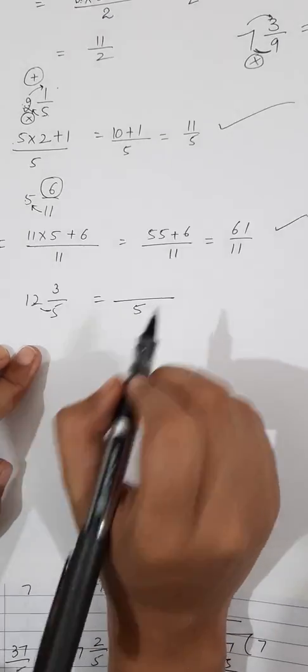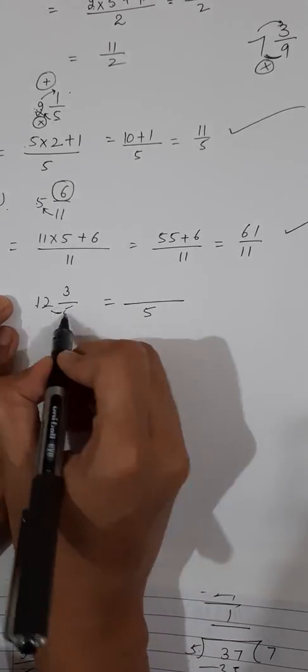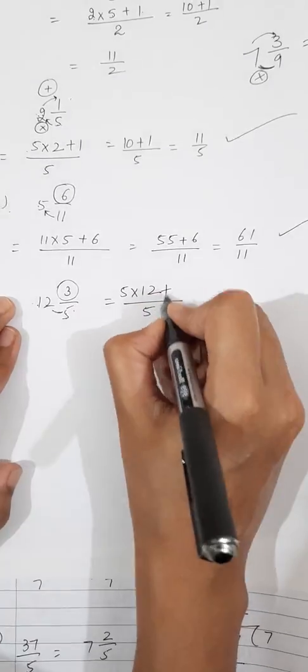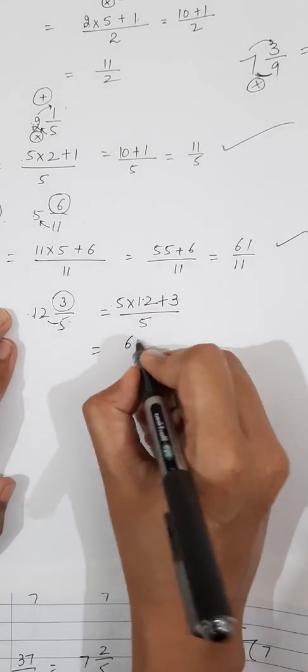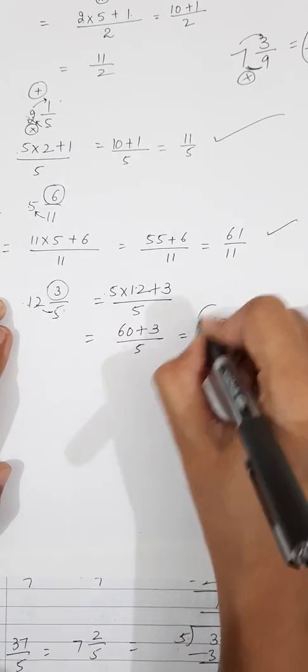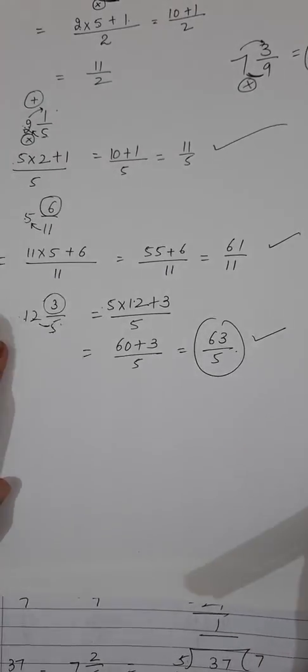That has to be kept same. Now 5 will be multiplied by 12. So 12 into 5. And you are going to add in it 3. 12 5s are 60 plus 3 upon 5. Answer is 63 upon 5. And this is your improper fraction. Okay. So this was your question number 2.